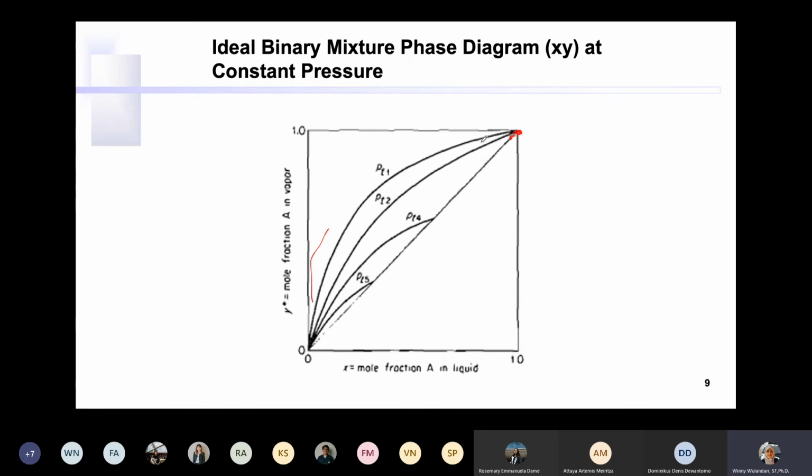Even for some essential oils, the distillation happens under vacuum. It's because it gives a good range of separation, and also it won't damage the properties of the essential oil.